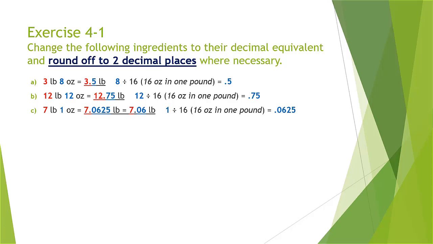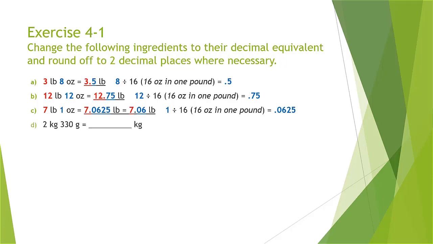And remember, to round off, we count: there's the first decimal place, there's the second decimal place. The number following that is a 2, not big enough to change the 6. We get rid of the decimal 25, and then we can see that we end up with 7 decimal 06 as our rounded answer. Moving on to our next question, 2 kilograms and 330 grams.